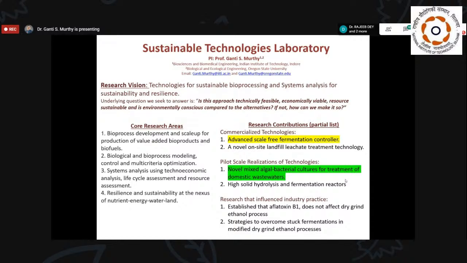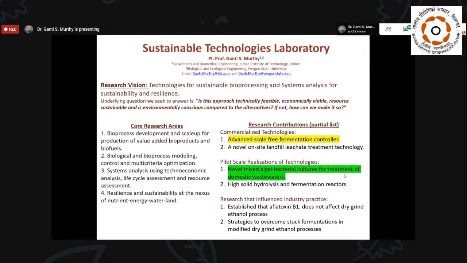We have commercialized two technologies. One is the advanced scale-free fermentation controller, which is what I'm going to talk about today. And then we also commercialized a new technology for on-site landfill leachate treatment. And then there have been some pilot scale realizations of technologies, essentially things that have moved from bench top to pilot scale. If we have time, I'll talk about that. So this is again a technology that is very relevant for our country: novel mixed algal bacterial cultures for treatment of domestic wastewaters. This also is interesting. I assume that many of you are electrical engineers, so this would be interesting to you because it shows how you can use control systems in non-traditional applications. And then another technology we worked on was high solid hydrolysis and fermentation reactors.